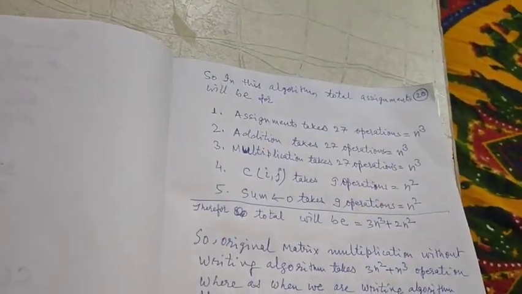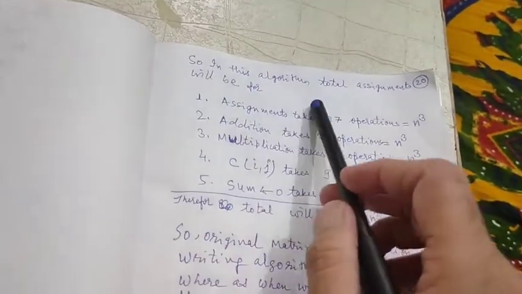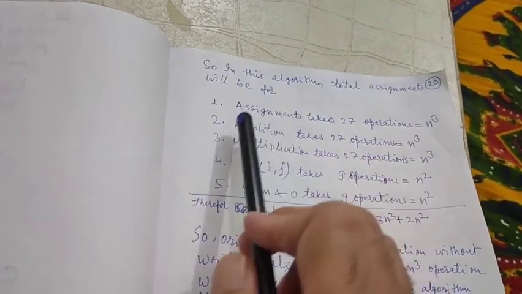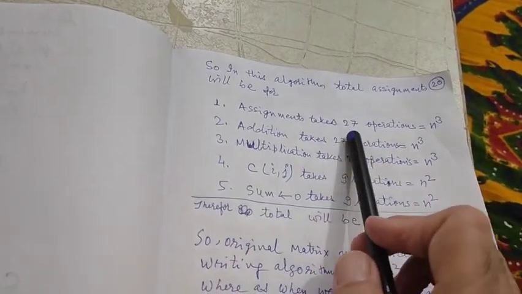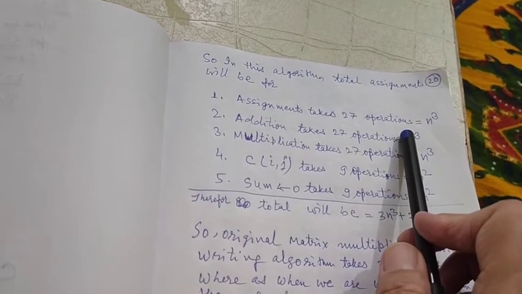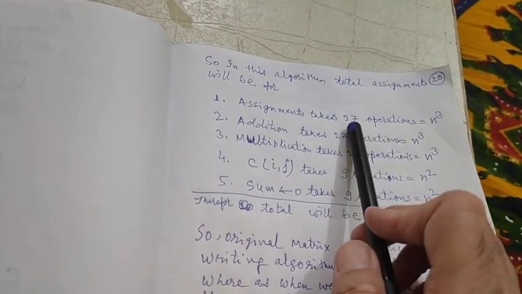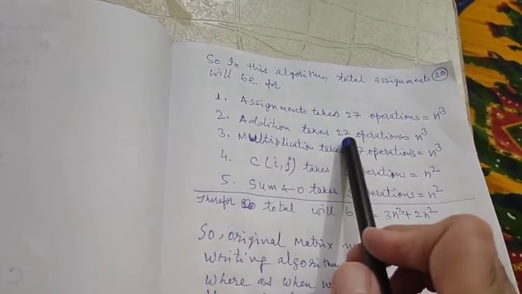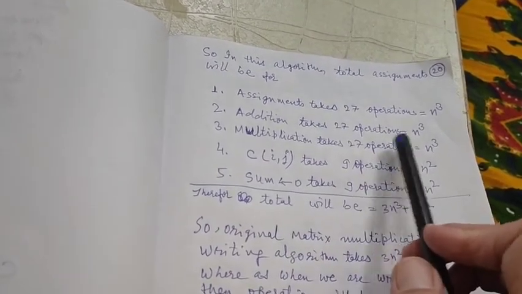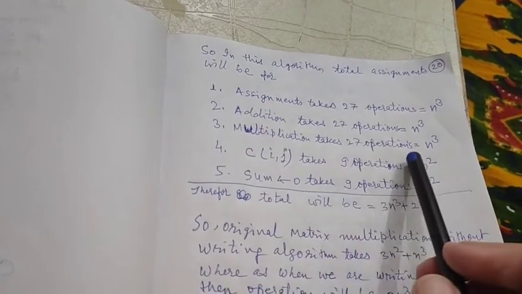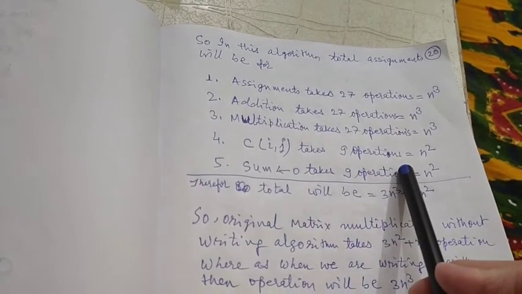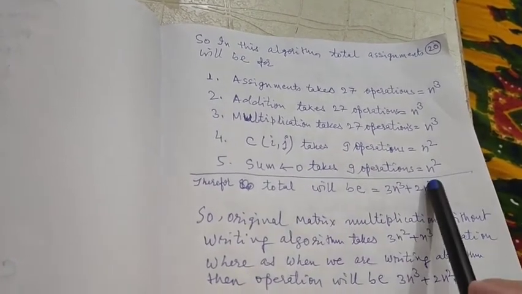So in this algorithm, total assignments will be 27 operations. Addition takes 27 operations. Multiplication takes 27 operations. Cij takes 9 operations. Sum takes 9 operations.